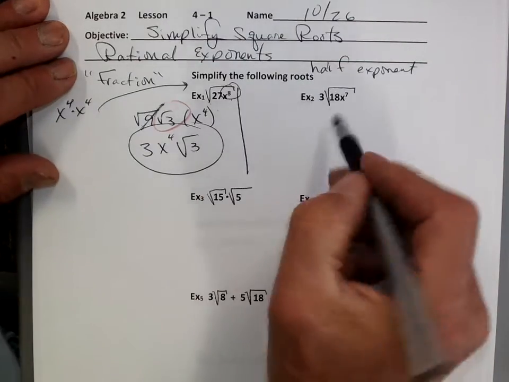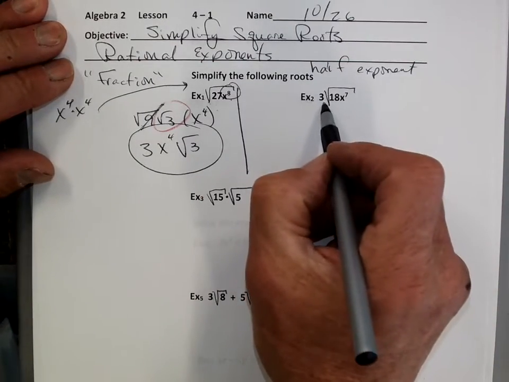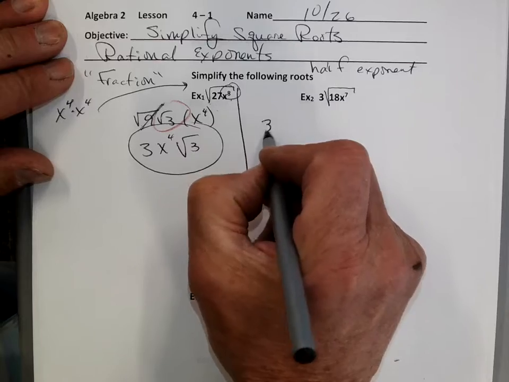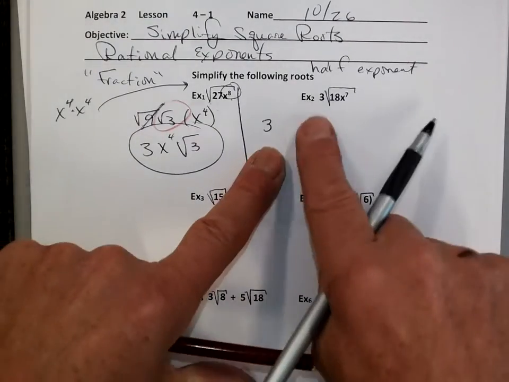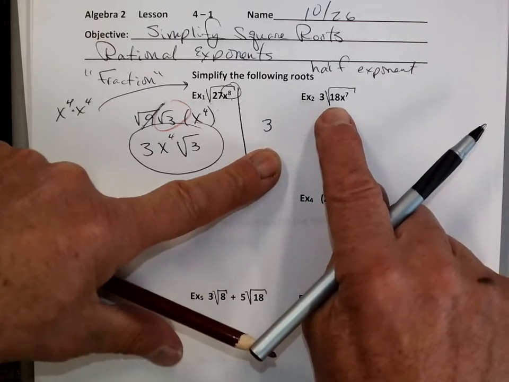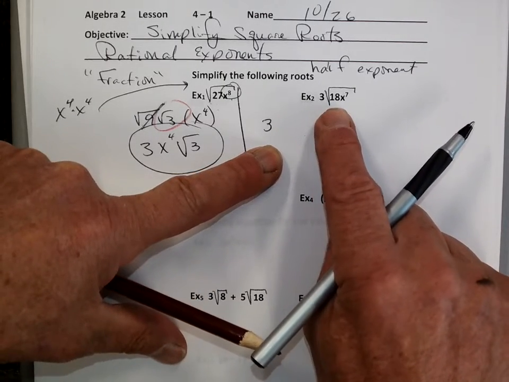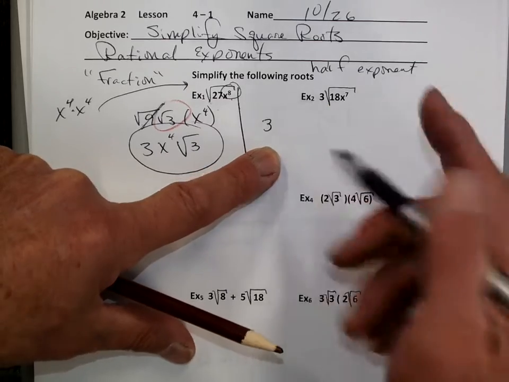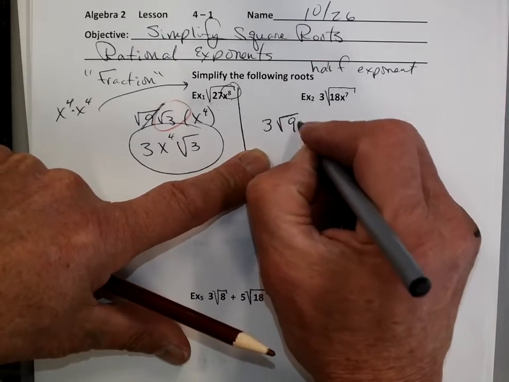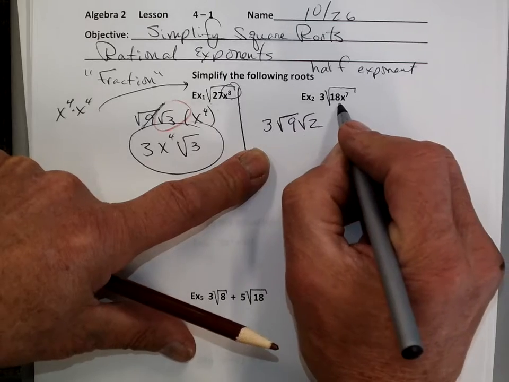Okay, number 2. In number 2, I have a 3. The 3 is a regular 3, so I'm just going to write that down. It's done. We're going to do something with it later, but there's no square root to it. But 18, I'm going to try and find two numbers that make 18. Not 6 and 3, but 9 and 2, because 9 has a square root.